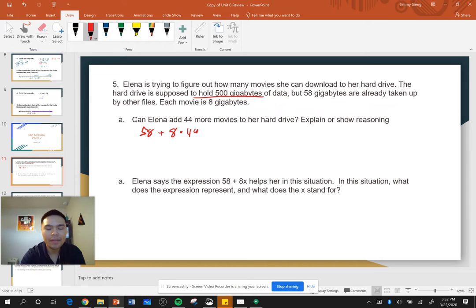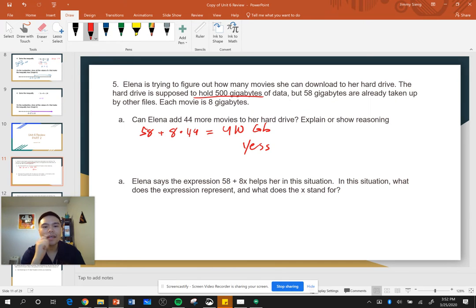So if we have 44 movies, we do 8 times 44. Let's go ahead and look over here at what we get. Put that in the calculator, I get 58 plus 8 times 44. I get 410 gigabytes, okay? So to answer the question, can she add 44 movies to her hard drive? The answer is yes.